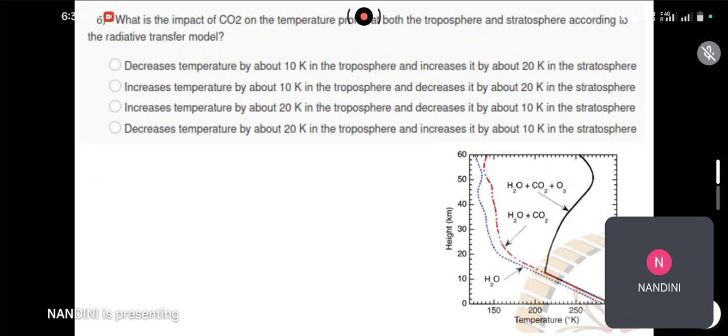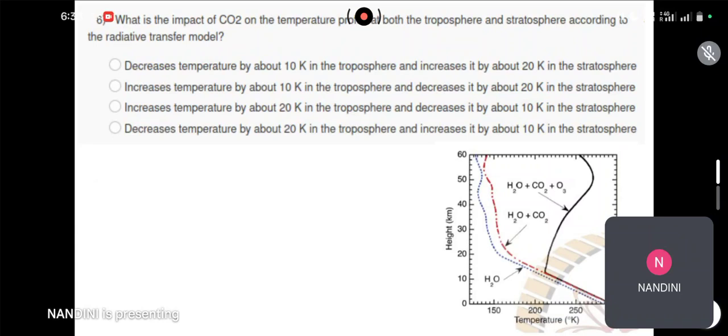Now the next question. What is the impact of carbon dioxide on the temperature profile at both the troposphere and stratosphere according to the radiative transfer model? So there are different species in the atmosphere which interact with the incoming solar and outgoing long wave radiation. We have discussed this before. Each molecule has a specific wavelength upon which it absorbs the radiation that is interacting with it. So if we look at the atmospheric profile or heating profile of different atmospheric constituents, each molecule will have its own atmospheric profile, like at what height it is leading to the largest warming, and at what height it is basically leading to cooling. So here the question is, how does the atmospheric carbon dioxide modify or impact the temperature profile at both the troposphere and stratosphere?